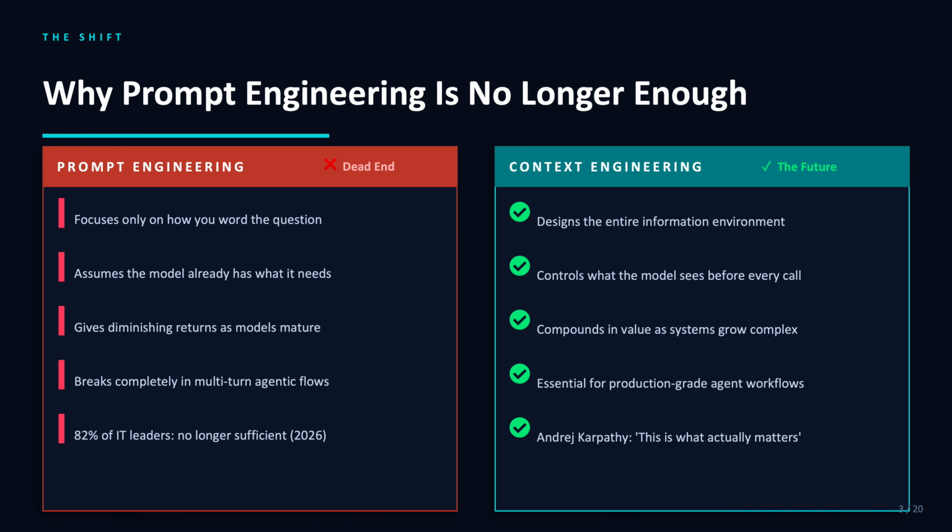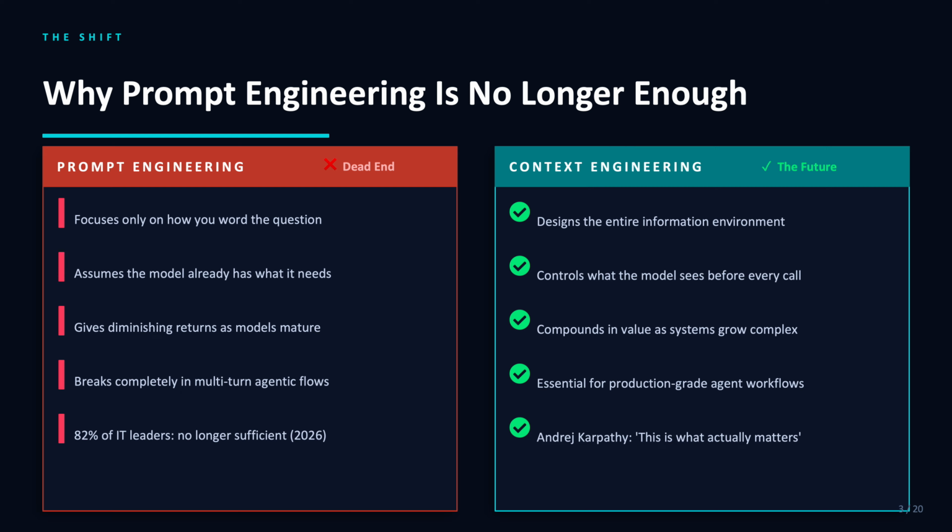Let me be direct about why prompt engineering hit a wall. Because understanding the failure mode matters more than just accepting the verdict. Look at the left side. Prompt engineering makes one core assumption, that if you word the request correctly, the model will figure out the rest. That worked when LLMs were essentially sophisticated autocomplete. Single turn, simple queries, small context windows.